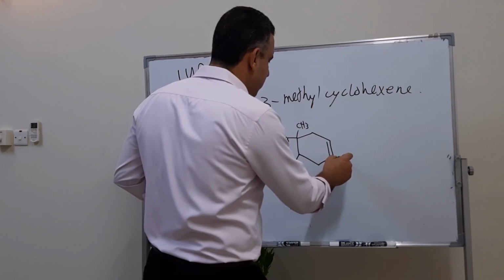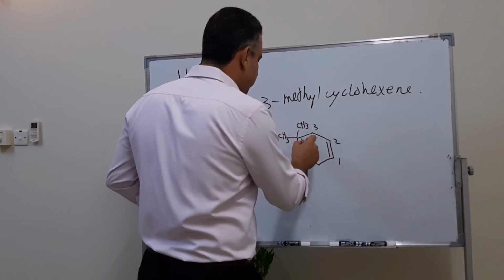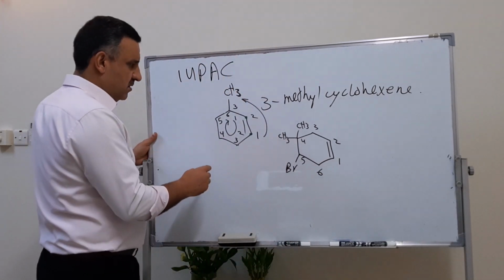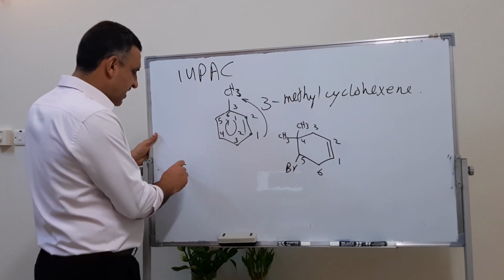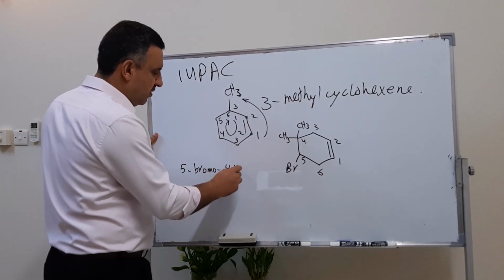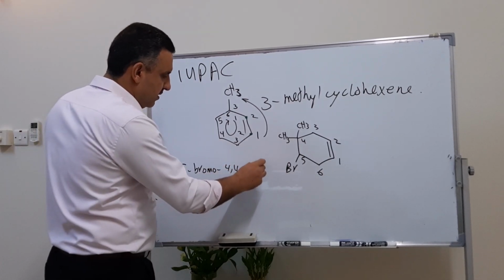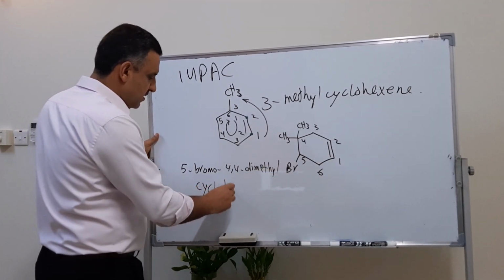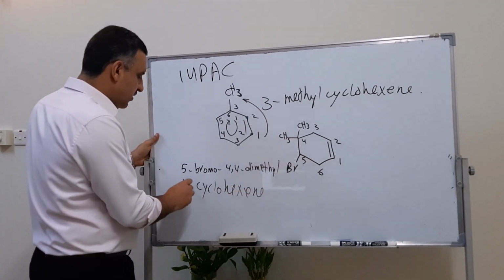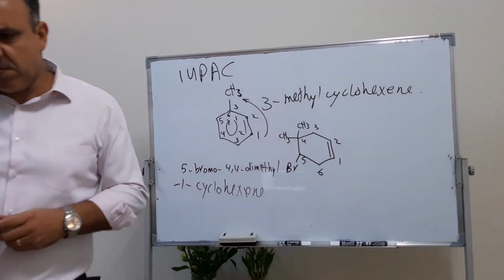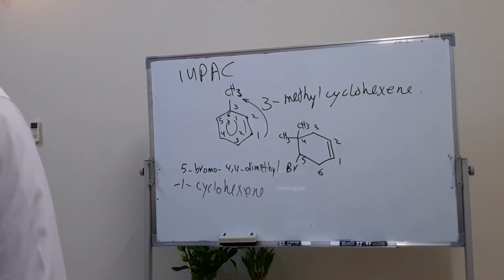It will be actually 1, 2, 3, 4, 5, 6. So it will be actually here must be 5-bromo, 4-dimethyl cyclohexane. Either you add 1, or if you didn't add 1 is fine. Do you follow me? So it is 5-bromo, 4-dimethyl cyclohexane.